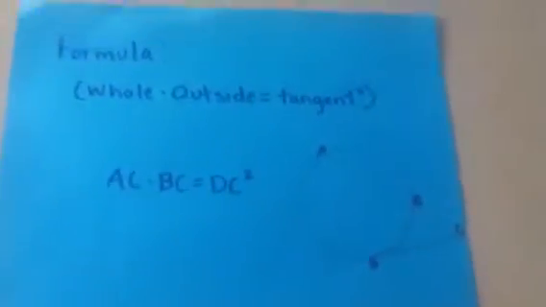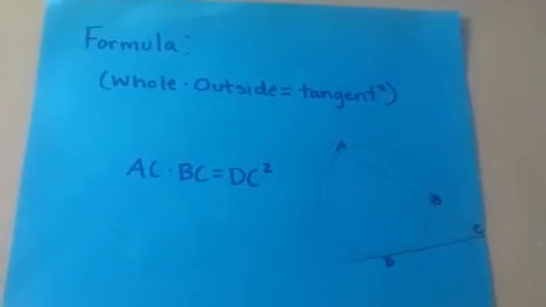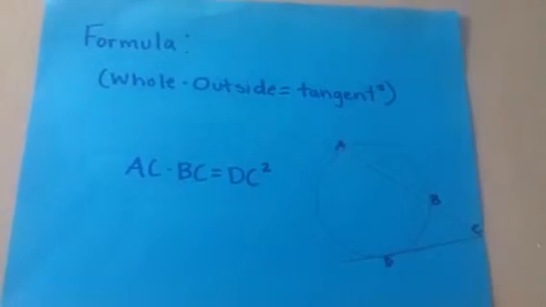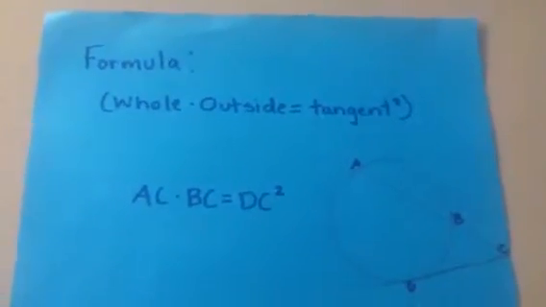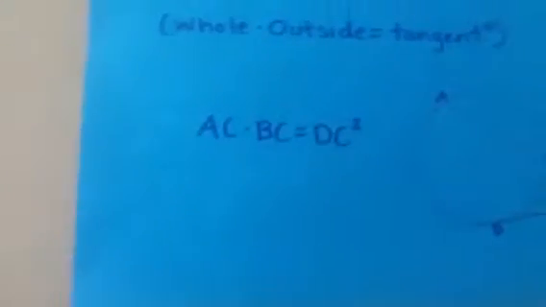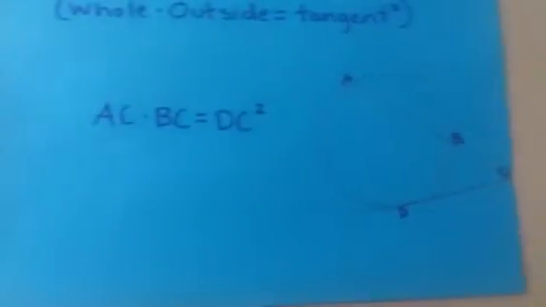The secant on this circle is line AC, and the tangent on this circle is line DC. The formula for the secant tangent product theorem is the whole times the outside equals the tangent squared. The formula for this circle is AC times BC equals DC squared.